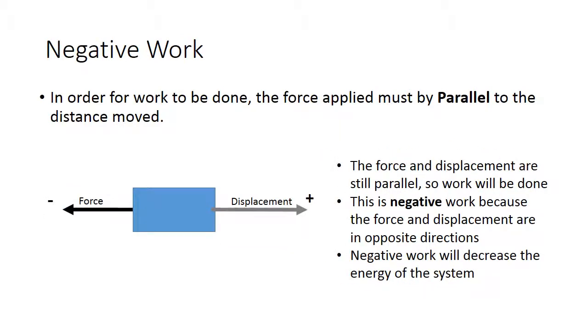Now let's look at negative work. In order for negative work to be done, the force applied must be parallel to the distance moved. So even though these two vectors, the displacement vector and the force vector, are not pointed in the same direction, they are still parallel to one another. So we know right here that there is work going to be done. This work will be negative because the force and the displacement vectors are in opposite directions. We see the displacement vector is pointed towards the positive side, or to the right, and the force vector is pointed to the left, or the negative side. So this negative work would decrease the energy of a system.